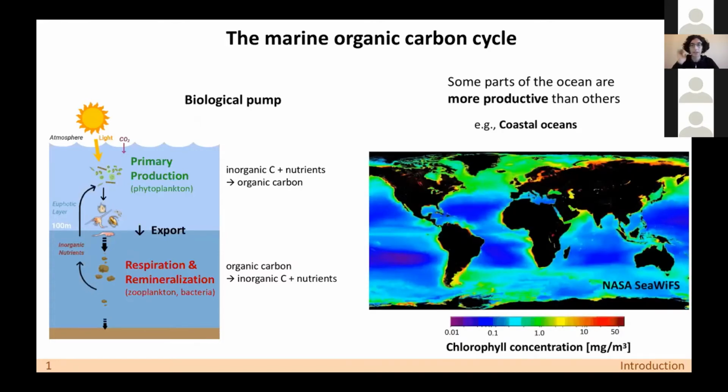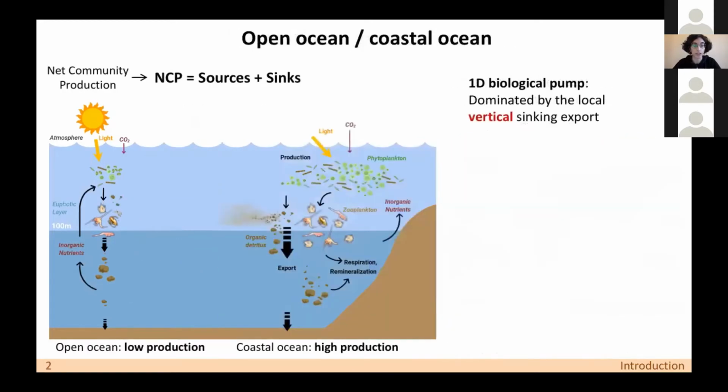As we can see from this picture of chlorophyll from satellite data, not all the ocean is productive in the same way. There are some parts, like the coastal oceans, which are extremely more productive than others. And among these, the eastern boundary upwelling systems are a great example of very productive coastal regions. And this is because of the resurfacing of nutrients along the continental coast. Let me add this distinction between the low productive open ocean and highly productive coastal ocean in the biological pump scheme.